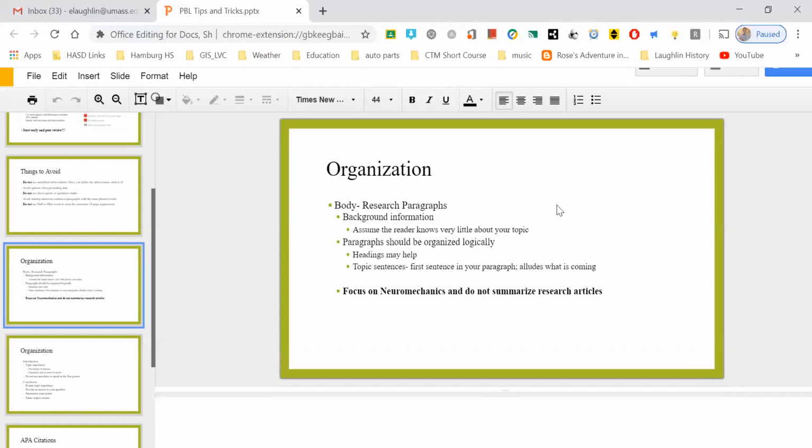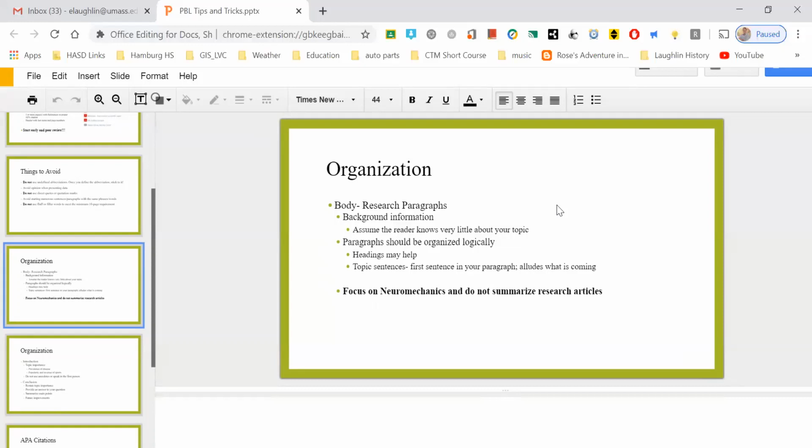It's also important that your first sentence for every paragraph or every few paragraphs is a topic sentence that includes what you're going to be referring to throughout that section. This will also help you stay organized so that you know, okay, I want to be talking about this, this, and this as I'm going through.